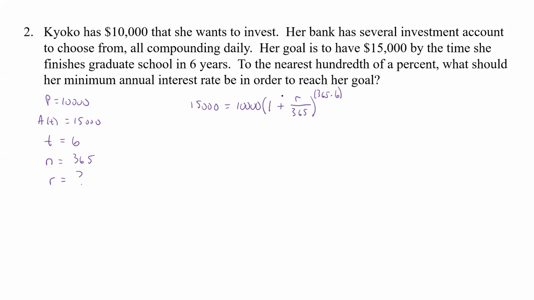Okay, now we need to solve this. And so how do we do that? Well, first we're going to divide by 10,000 on both sides. And so then that gives us 1.5 is equal to 1 plus R over 365, and then if we multiply that exponent out, that's going to give us 2190. Now to get what's in here, we have to take the 2,190th root of both sides, or basically take both sides to the 1 over 2190.